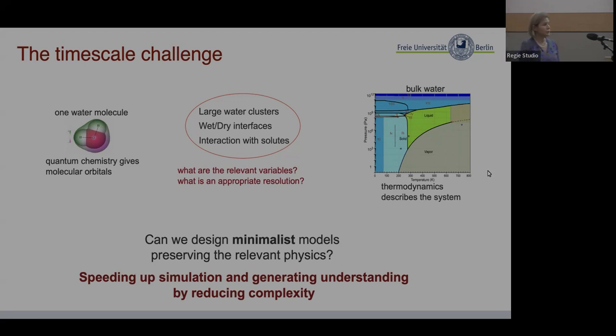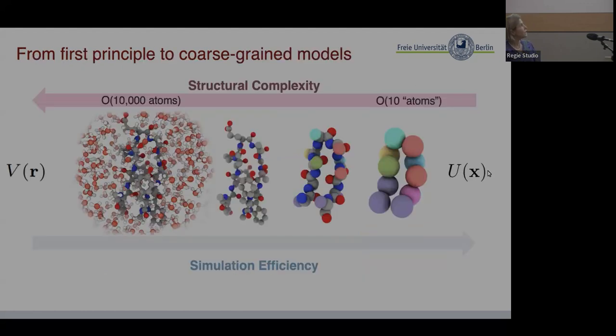And I would hope to convince you that with the results I'm going to tell you today, we have good evidence this is possible. Of course, we are not there yet, but we have good indication that this is a pursuit that is worth pursuing. So this is coarse graining.